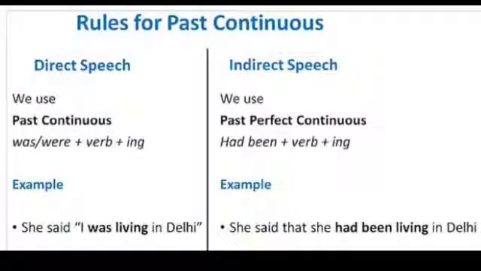Next one, past continuous changes to past perfect continuous. We know the sentence pattern: subject plus was or were plus verb plus ing. We already learned it. Look at the example. She said, "I was living in Delhi." That's in past continuous. So past continuous changes to past perfect continuous. What is the tense form? Had been plus verb plus ing. So answer, she said that she had been living in Delhi.